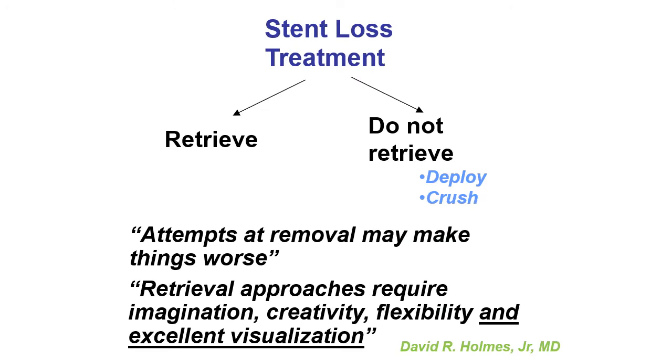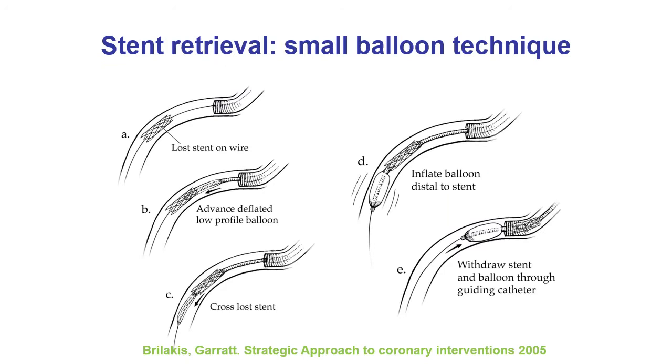So for the approach to stent loss, we can either decide to retrieve, and sometimes not retrieving it by deploying or crushing would be a better option. But given that we maintained wire position, we decided to proceed with retrieval. We used the first and simple step, which is the small balloon technique, in which we advance a small balloon distal to the stent, inflate it, and then pull the balloon, with the stent supposedly hooked to the balloon so we can retrieve it.